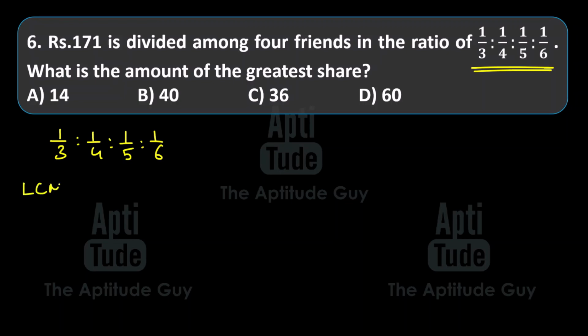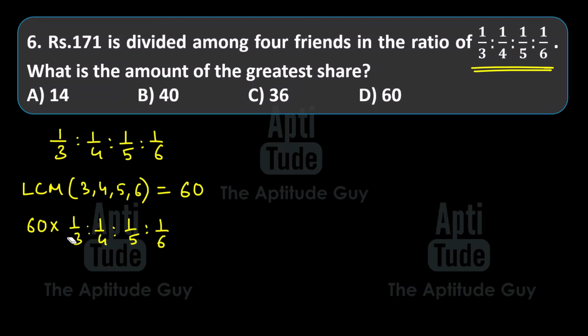The first thing we do is we find the LCM of all the denominators: 3, 4, 5, 6. The LCM of all these numbers is 30. Okay, not 30 actually, 60. Yes. So now all we have to do is multiply this 60 with all of them: 1 by 3 is to 1 by 4 is to 1 by 5 is to 1 by 6. Alright, 60 by 3 is 20, 60 by 4 is 15, 60 by 5 is 12, 60 by 6 is 10. Now it becomes like a normal question: 20, 15, 12, 10. Now we can easily solve this.